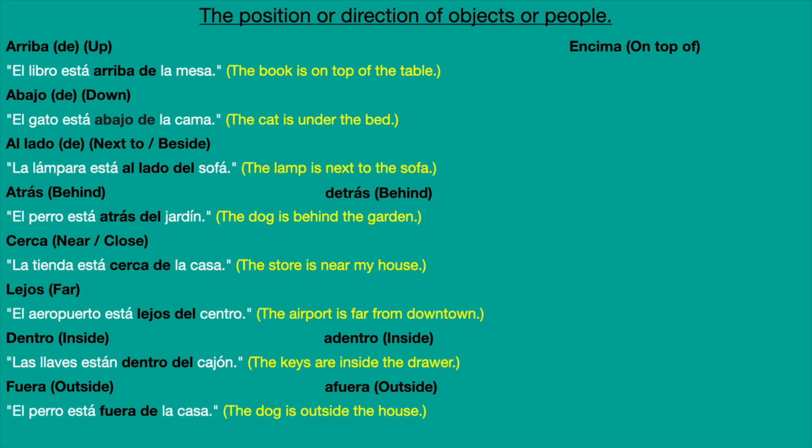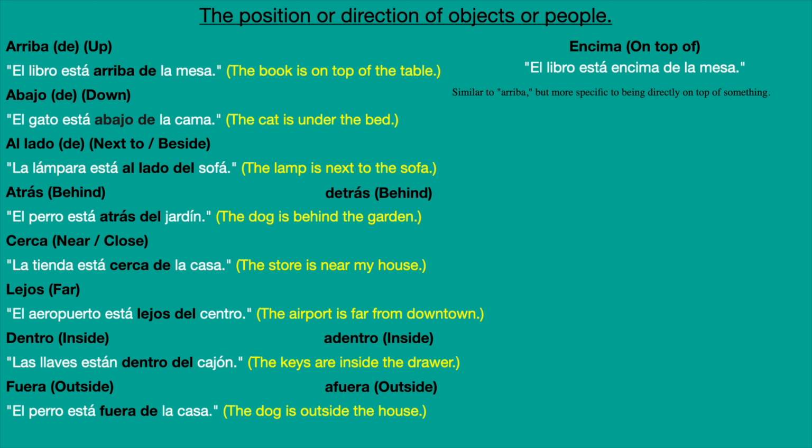Encima, on top of. So, el libro está encima de la mesa. You already know what is mesa. And el libro está arriba de la mesa. Similar to arriba, but specific, being directed on top of something. So arriba, encima, it's going to be a little bit different. Here there is more specification of what arriba means. In this case, el libro está arriba de la mesa o encima de la mesa. So that's why I'm making a little bit of a difference. It's similar to arriba, but with more specification, to be directly on top of something.